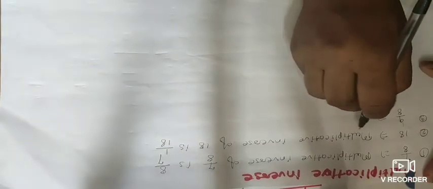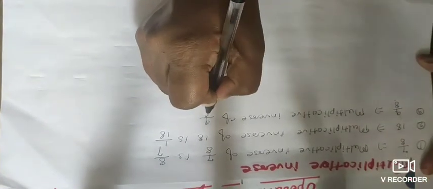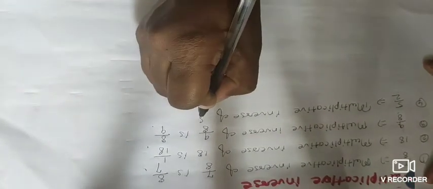Now we will take the next, third example, 9 upon 8. How to write the multiplicative inverse of 9 upon 8? 8 upon 9 is its multiplicative inverse. So the multiplicative inverse of 9 upon 8 is 8 upon 9. Okay, now one more example we will see, 5 upon 2. How to solve this? The multiplicative inverse of 5 upon 2 is 2 upon 5.